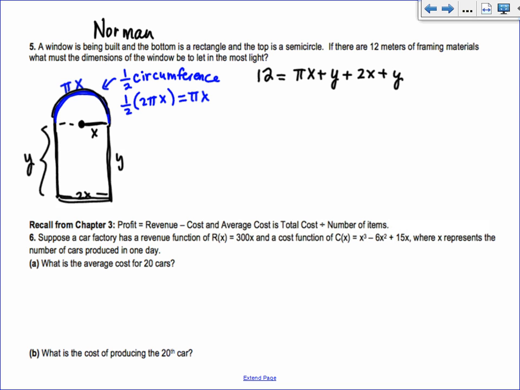That's not the one that we're maximizing. That's not the equation that we're optimizing, you know. We're trying to find the most light. What does that mean to find the most light? Max area, right?